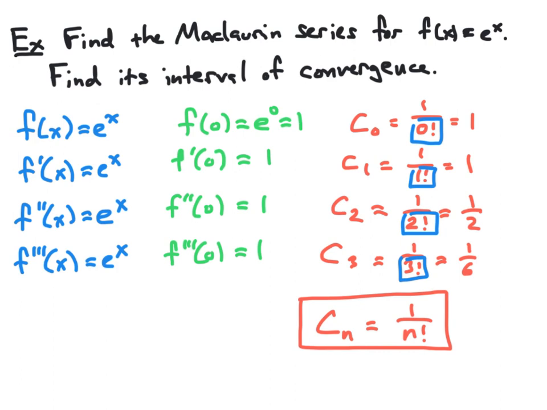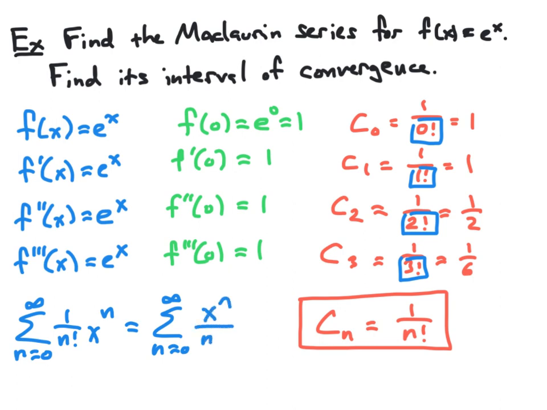And so we can simply write our Maclaurin series as the series from n equals 0 to infinity of our coefficient 1 over n factorial times x to the n. And if we'd like, we could combine those terms together to get the series from n equals 0 to infinity of x to the n over n factorial. And this will be our Maclaurin series for e to the x.